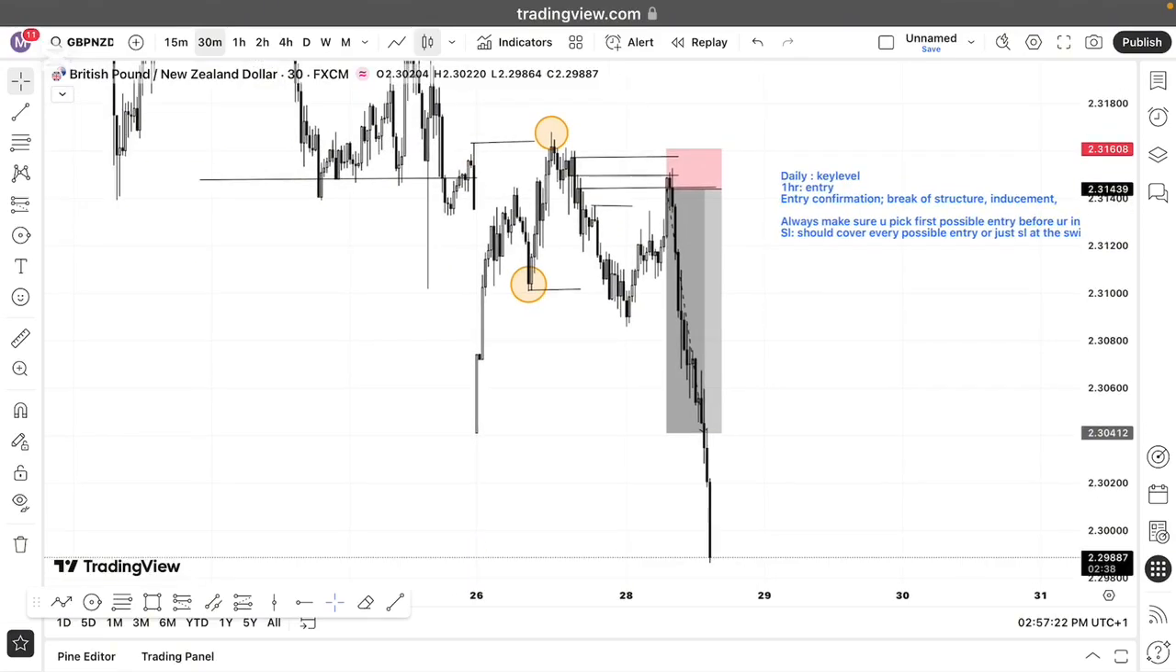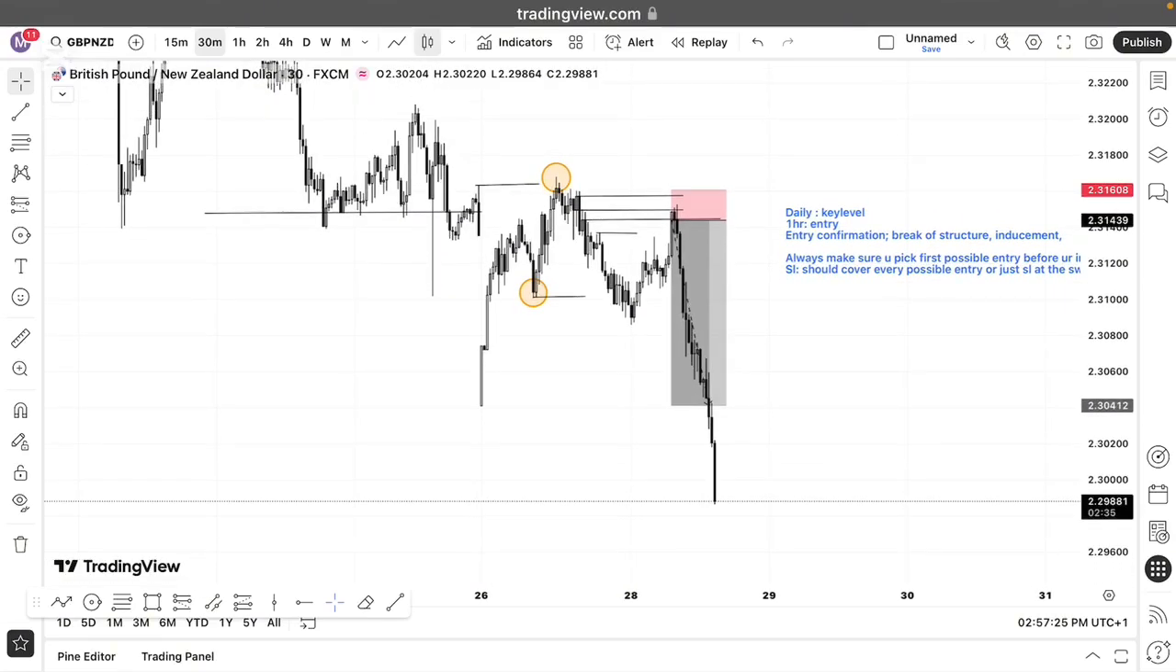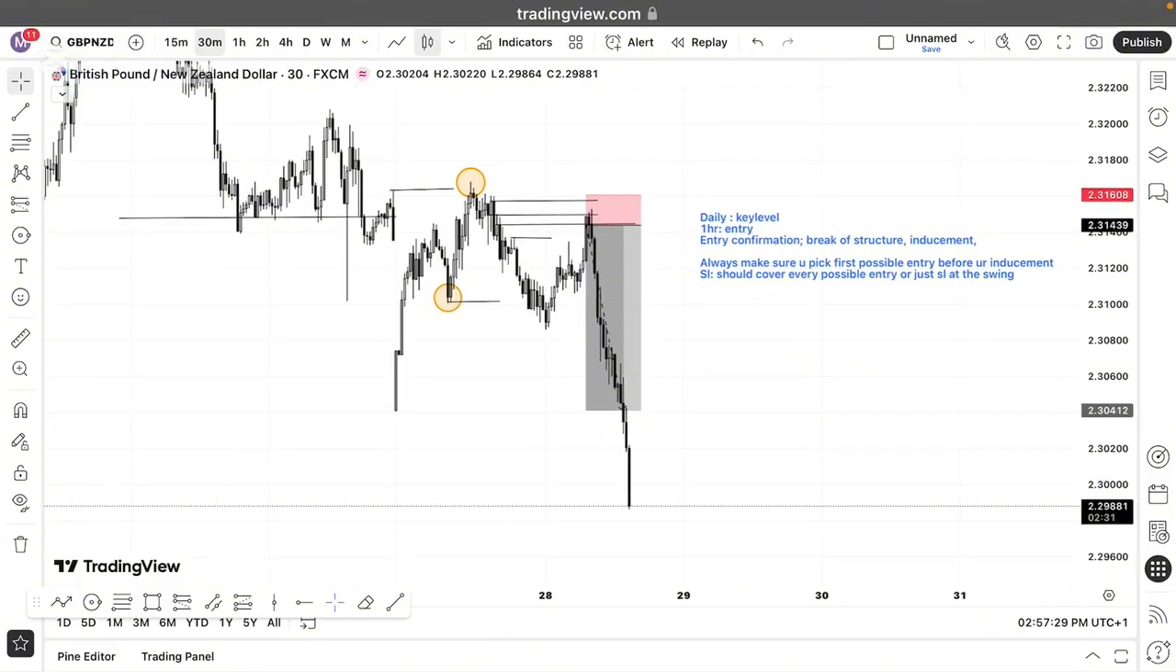The most important thing, get your bias right. Then your entry confirmations right, then everything is as simple as ABC or Malaysian SNR. It's not very simple. Don't worry.